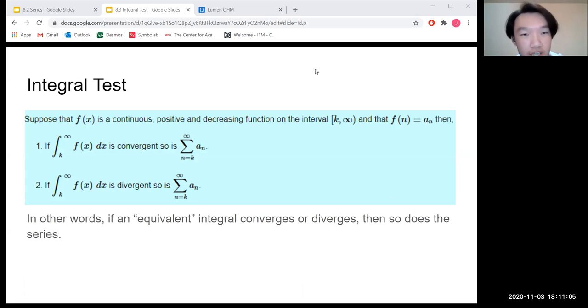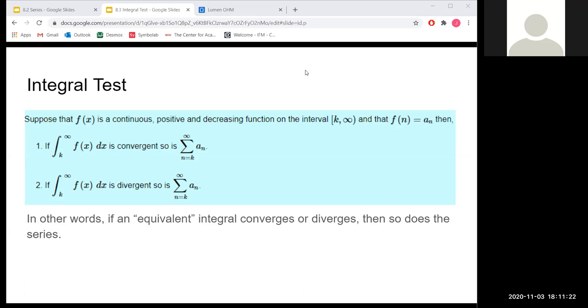All right, and then the second word in the sentence is positive. So that is pretty obvious. Positive just means the graph is above the x-axis, so that's fine. Decreasing function. So what does that mean? Negative slope.